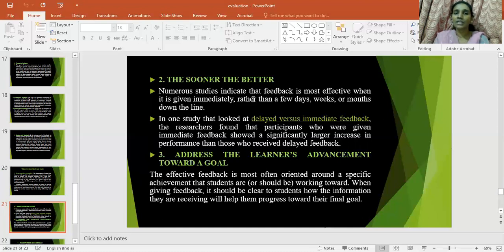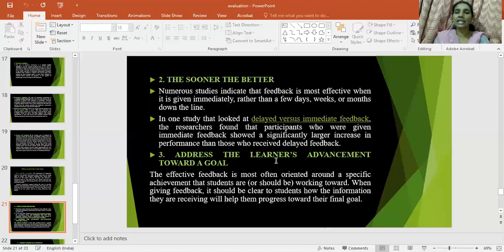So that is what numerous studies indicate, that feedback is most effective when it is given immediately. If you'll be getting immediate feedback, then definitely it will be good, rather than a few days, weeks or months down the line. So within a short period only we have to give the feedback.